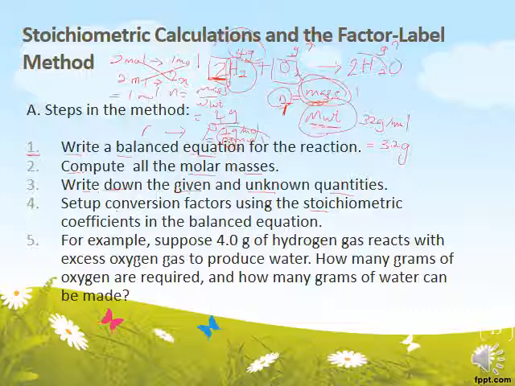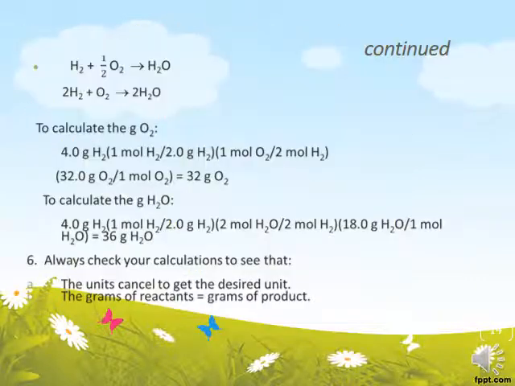So we do the same approach for water. Stoichiometric relationship: 2 mole of hydrogen produces 2 mole of water. Now let's see the answer. This is the answer for oxygen. This is the answer for water. The same approach.